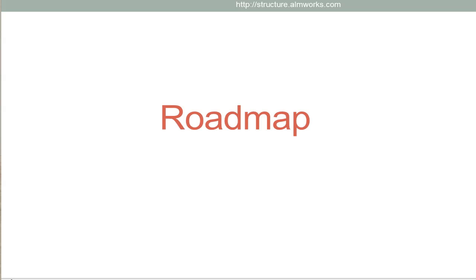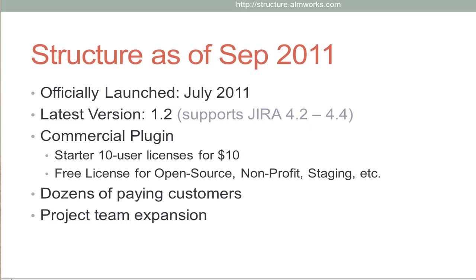A couple of words about where we're headed and where we are now. The plugin has been officially released this July, so it's a very young product, 2 months. We already have dozens of paying customers, lots of feature requests, lots of feedback, so we're going to expand our team. It's a commercial plugin. 10 user licenses start from $10, and basically if you have a free license for JIRA from Atlassian, then it'll match with a free license for Structure.